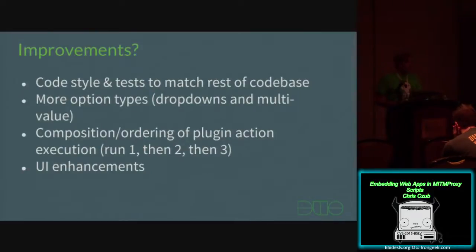So I want to make some improvements to it, like I said, basically code style, make it match the rest of the code base that they have there. Also finish out the unit test I started writing for it. Add more option types for the UI. Maybe add some kind of composition or ordering for plugin action execution, though I think that's really not even necessary. And then just UI enhancements. The CSS is a little wonky still.